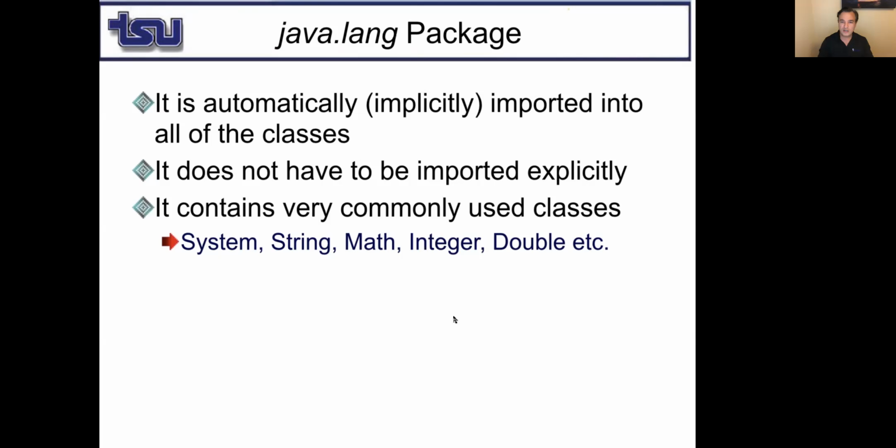Integer and Double are wrapper classes. We have the primitive data type int, and then we have the class Integer. We have the primitive data type double with lowercase d, and then we have a wrapper class Double, and so on. They are all located in the java.lang package.